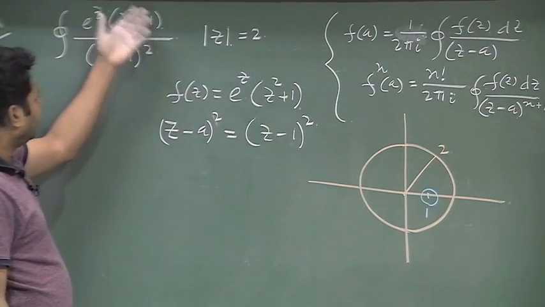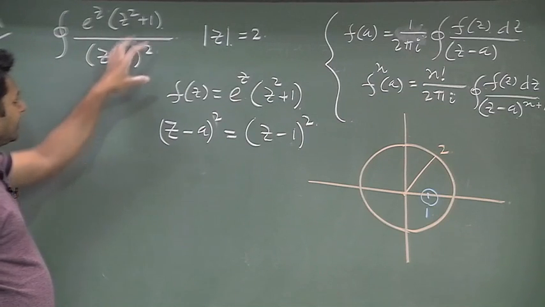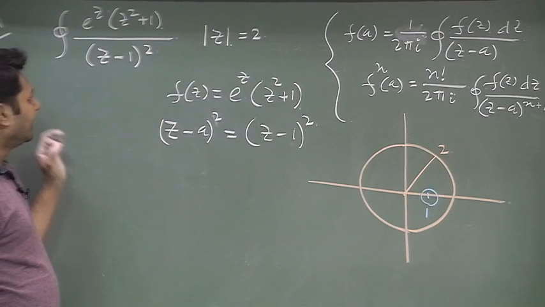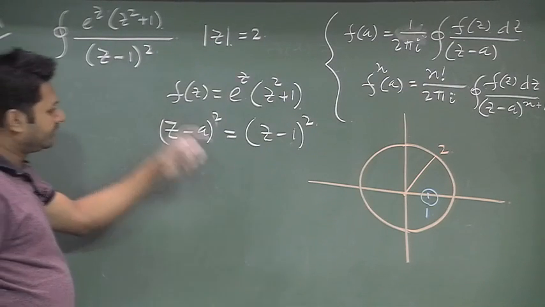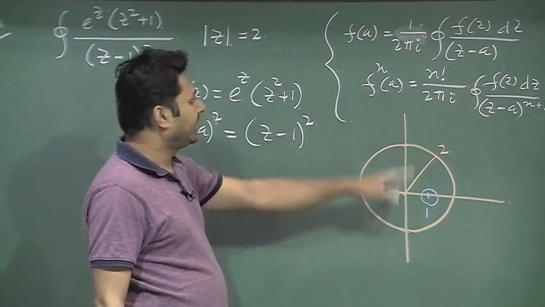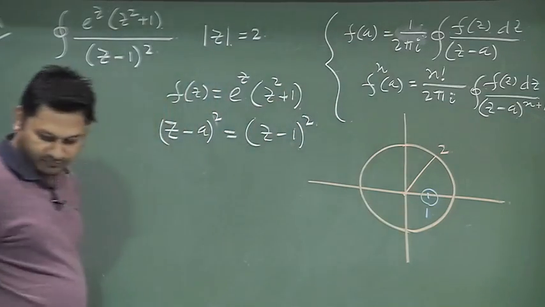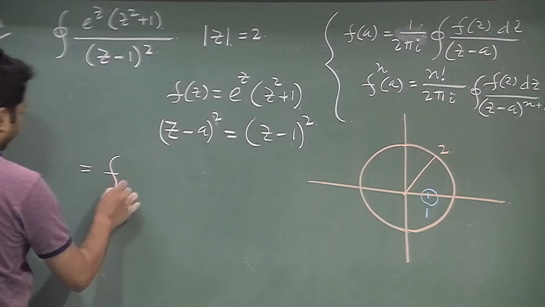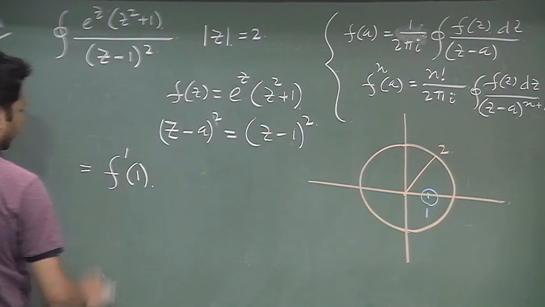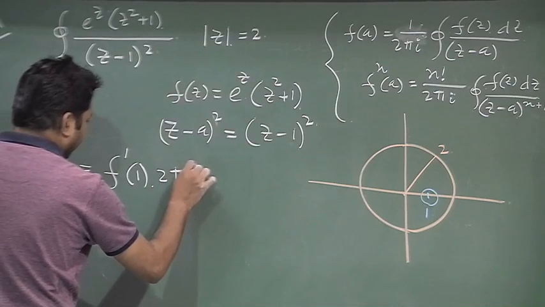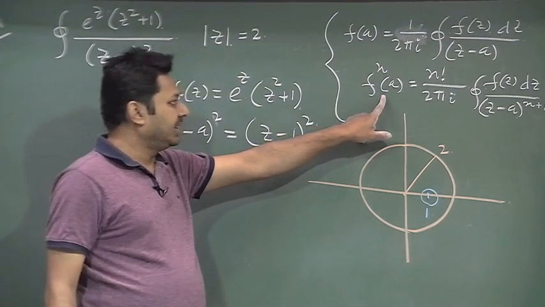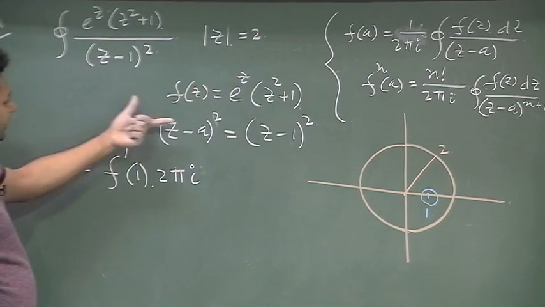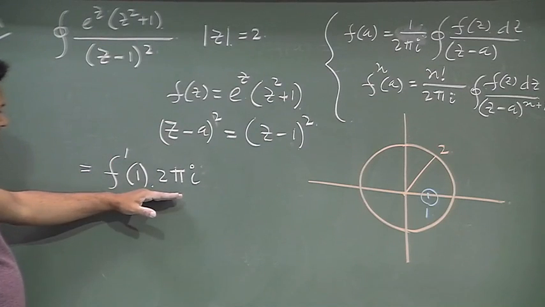That means this function has a singularity at z equal to 1. So, this function is not an analytic function, and the closed integral over this will not be 0. That is the first thing. Second, once I have the singular point here, I just apply the formula that I have. The formula is straightforward: it will be f prime of 1 times 2 pi i. I am using this with n equal to 1, because if I put n equal to 1, then this equation comes out to be this. So, these things I need to evaluate.